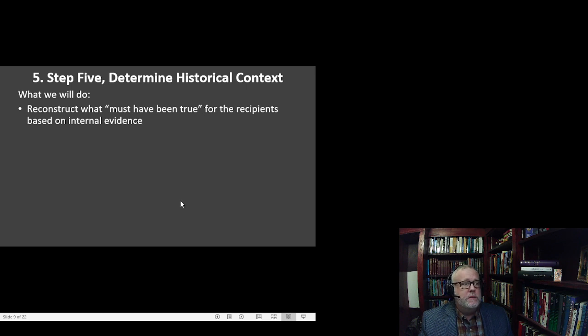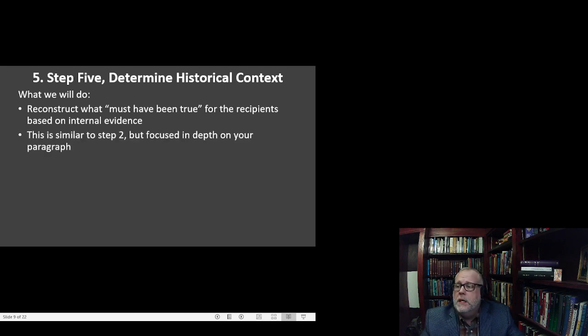So what we're going to do, reconstruct what must have been true for the recipients based on internal evidence. Now earlier you did this with the whole book using the key phrases that you boiled each paragraph down to. This time you're going to use the text of your paragraph in all of its phrases to be able to reconstruct this. Not every phrase is going to be beneficial to this process. This is similar to step 2, but focused on your paragraph.